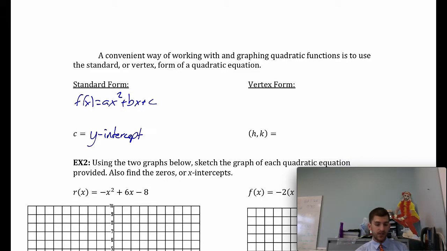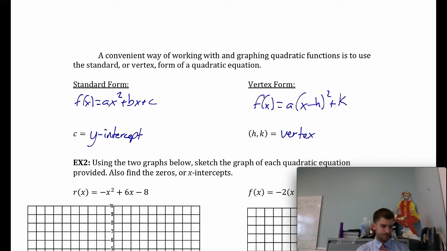Now there's also the vertex form, which we've used in the past before. That would be f of x equals a times (x minus h) squared plus k. And in this case, (h, k) is our vertex. So the h value, if it's x minus 2, that'd be x equals 2 as our h value. So that'd be the x coordinate of our vertex. And the k value would be the y coordinate of our vertex.